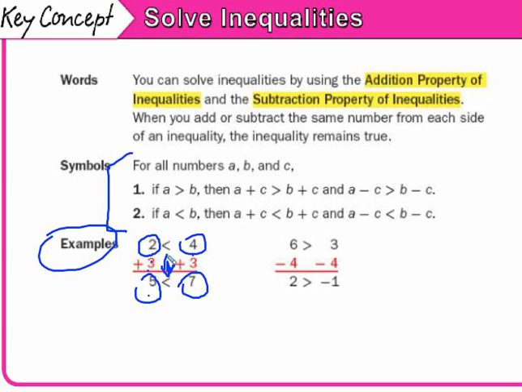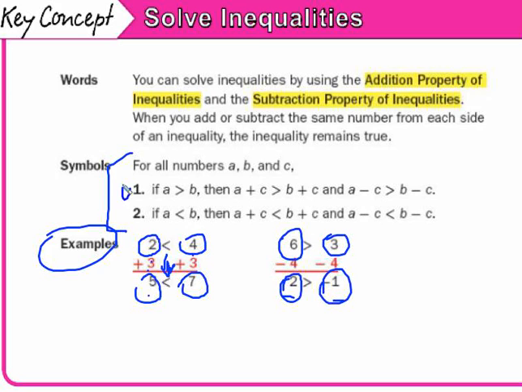The same is true for subtraction. We know that 6 is greater than 3. If I subtract 4 from each side, I'm going to get that 2 is greater than -1. So again, I started with what was on the left being greater than what's on the right. I ended with what was on the left being greater than what's on the right.